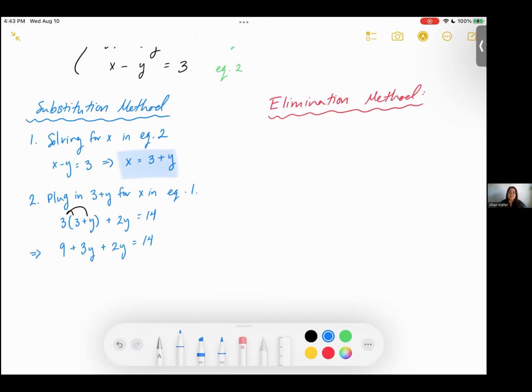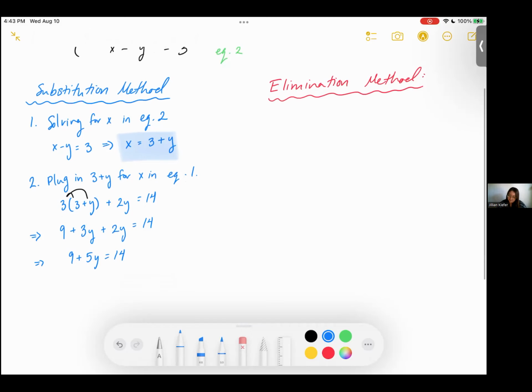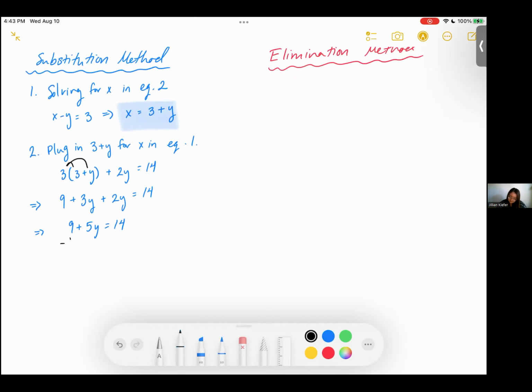We can go ahead and add the 3y and the 2y. This will give us 9 plus 5y is equal to 14. So remember, we're solving for y. We want y by itself. The next value we can simplify is subtracting 9 from both sides. We can write that out here if we like, or you don't have to. But if we subtract 9 from both sides, this will leave us with 5y is equal to 5.